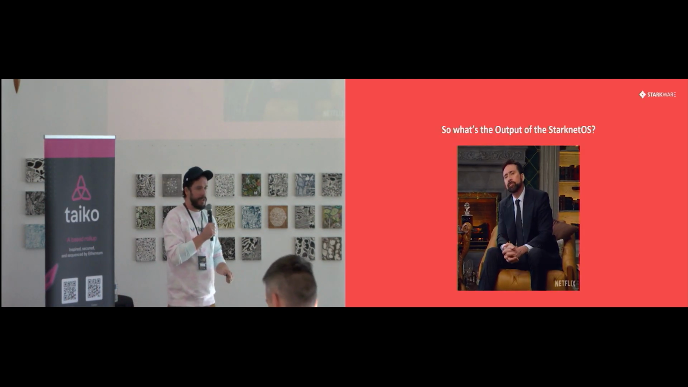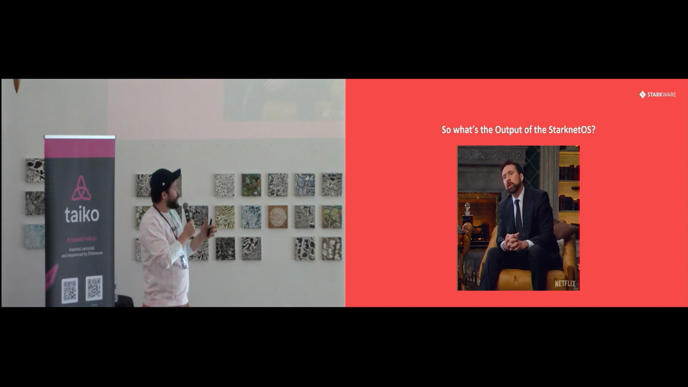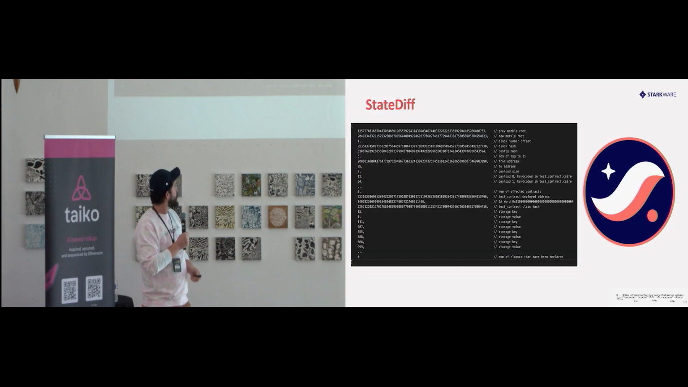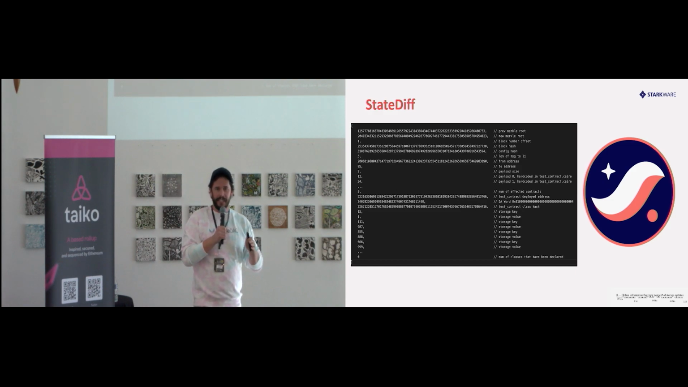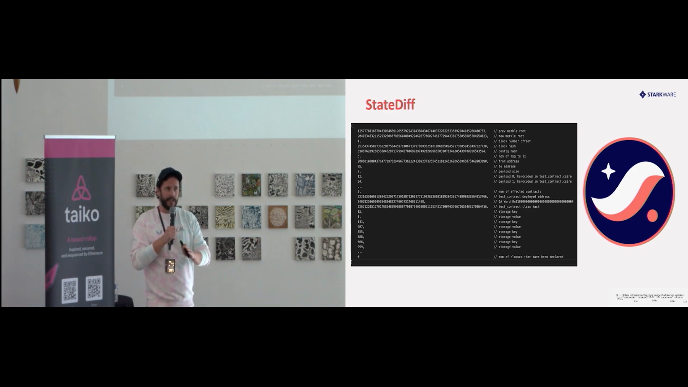Okay, so we have the execution engine, which is the StarkNet OS. The question you might have is, like we saw in the example, 100, 200, 300, what is the output of the StarkNet OS? And the output of the StarkNet OS is the state diff. So the state diff is all of the information that happened in this block to take us from state S0 to S1 that we need to recreate the state of StarkNet, L2.